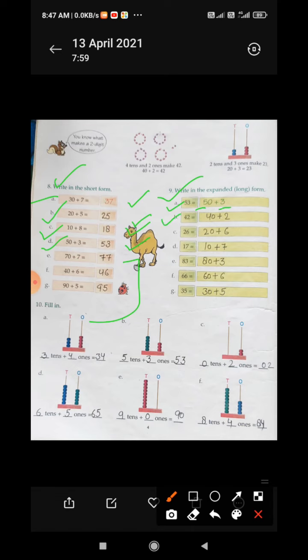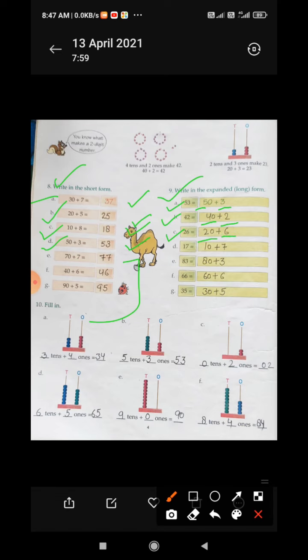Now come to B part. Question is 42. 4 is on tens place, write here 40. 2 is on ones place, write here 2. Put plus sign in between, okay. Now C part, question is 26. 2 is on tens place, write here 20. Now put plus sign. And 6 is on ones place, write here 6.